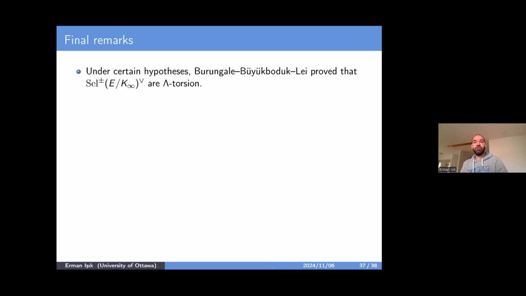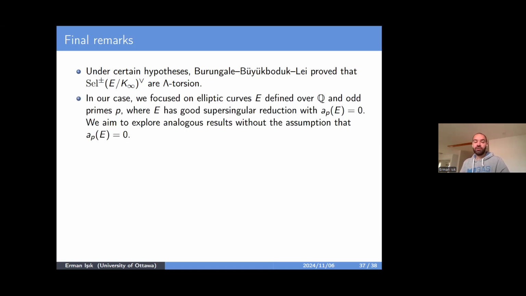So I will conclude with the final remarks. As I mentioned, we are working under the assumption that these plus minus Selmer groups are cotorsion. Under certain hypotheses, it is proven that this is the case. So we are not assuming something crazy. And also in the beginning, I fixed an elliptic curve and primes in a way that E has good supersingular reduction, but a_p is 0. So the next target that we are going to focus on is to remove this assumption.